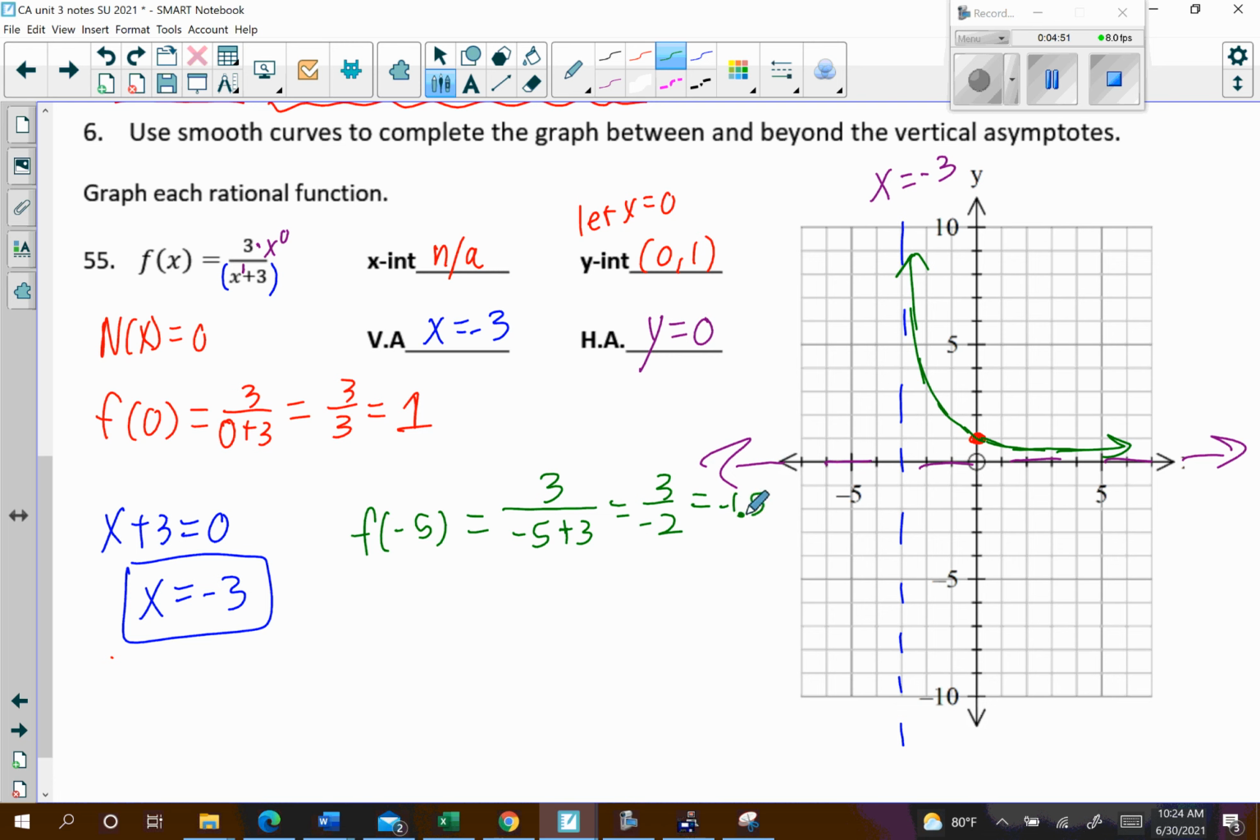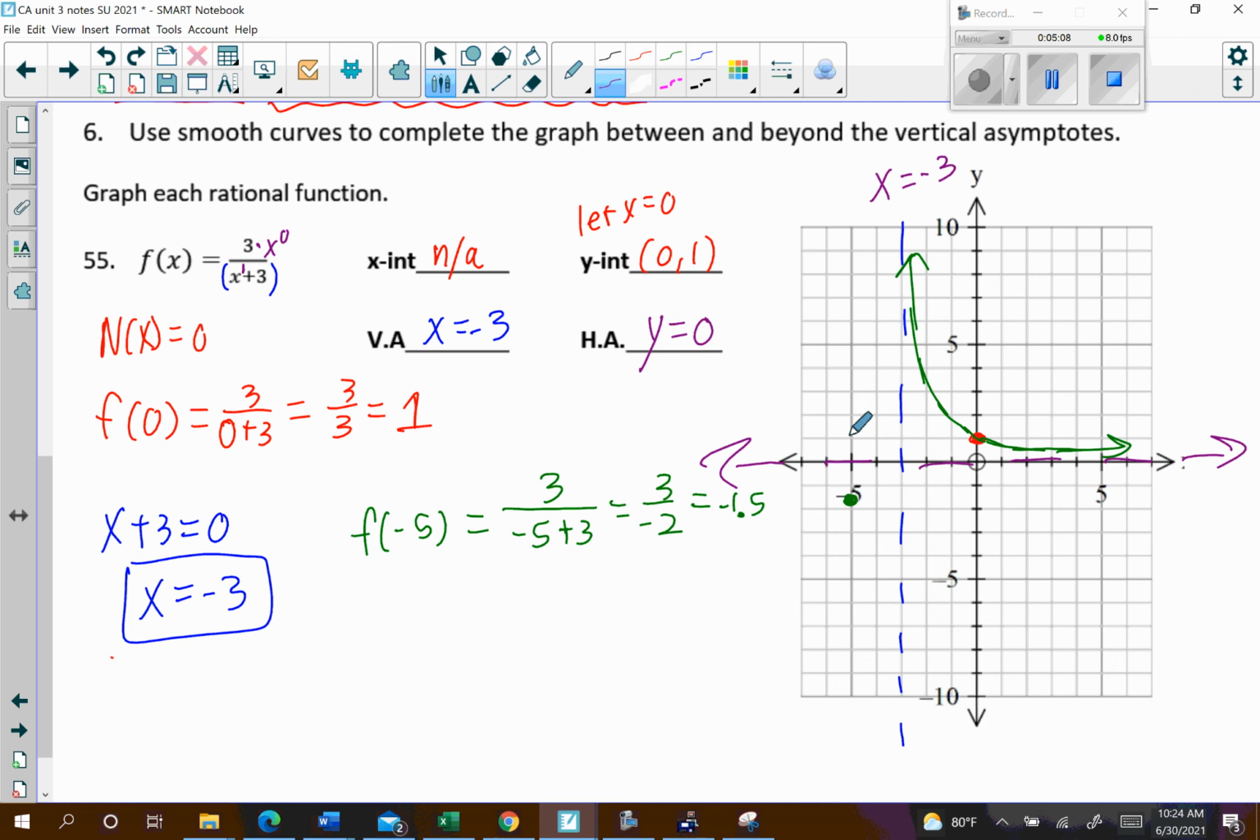Now when you're doing your homework, just leave it as a fraction. But sometimes I like to go ahead and put it as a decimal just because we have a little better understanding of those. But on the homework, they're going to ask you to go ahead and leave it as a fraction.